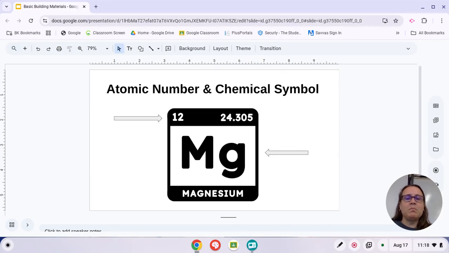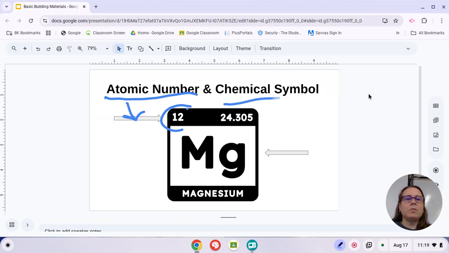Okay, we're going to look at some basics of the periodic table. We'll get more into the periodic table later, but we're going to look at some basics as they have to do with atoms and elements. So firstly, here we have atomic number. This atomic number is right here. 12 is the atomic number for magnesium. And this number is specific to a specific element. So magnesium will always, always, always be number 12 on the periodic table. It identifies the element.